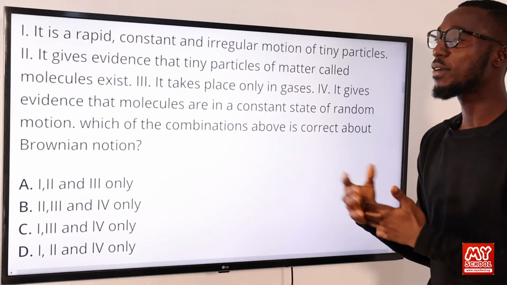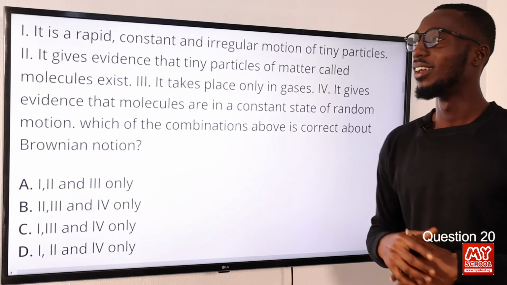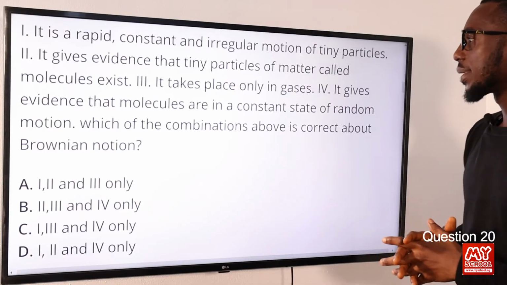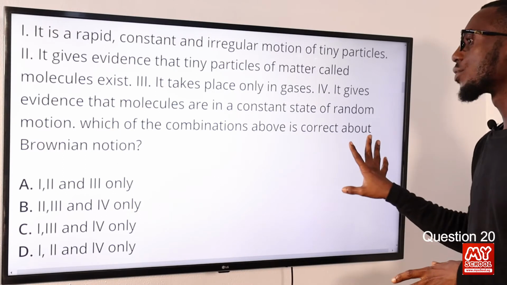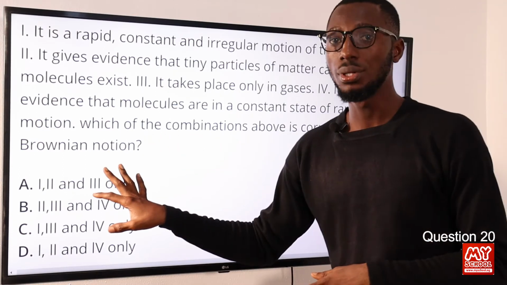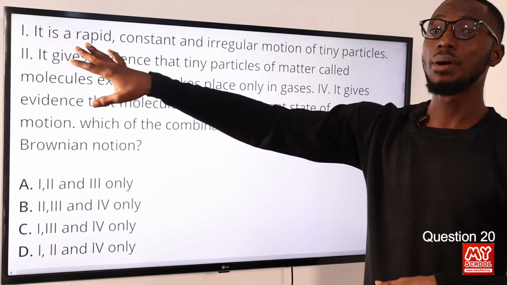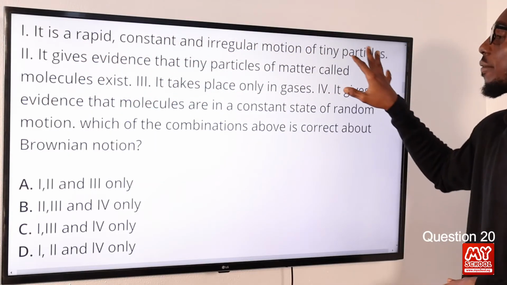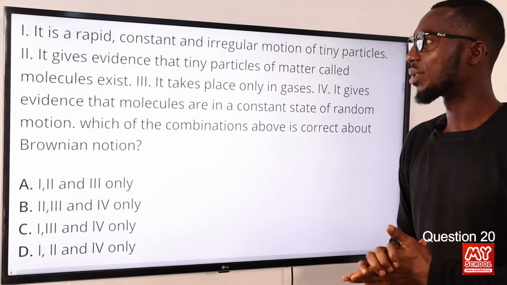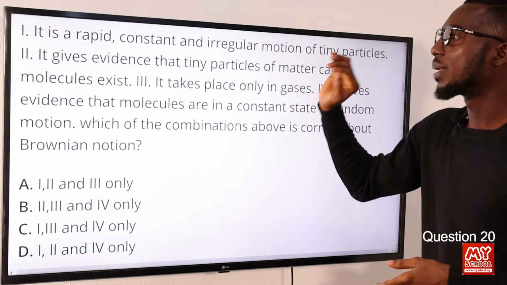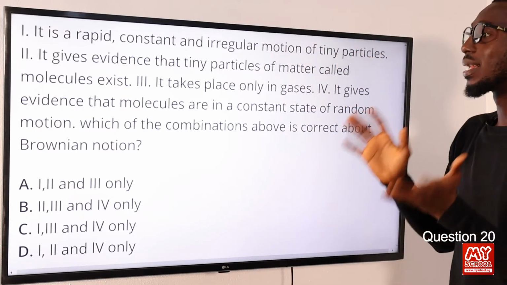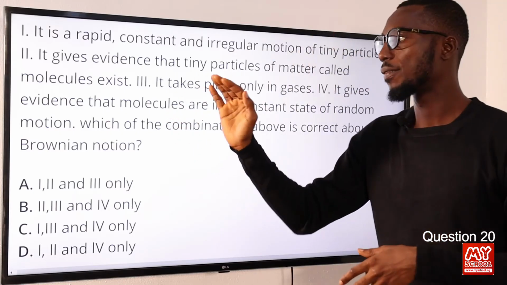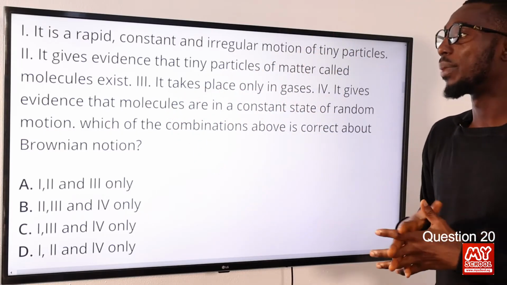So join me as we solve question 20. Okay, so let's take the question first. We are told, which of the combinations above is correct about Brownian motion? At first, Brownian motion is about the rapid, constant, irregular motion of tiny particles. So this is correct, statement 1. Let's look at statement 2. It gives evidence that tiny particles of matter exist that we call molecules. Of course, you can see this from Robert Hooke.